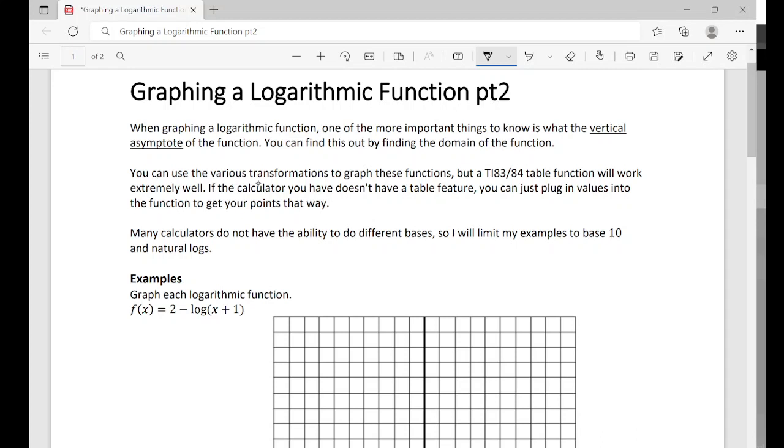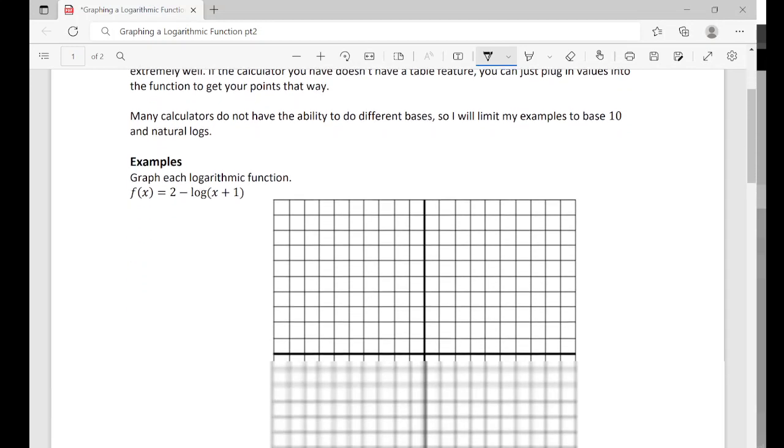You can also use the various transformations to graph these functions, but a TI-83 or 84 table function will work extremely well. If the calculator you have doesn't have a table feature, not a big deal. You can just plug the numbers directly into the function that you want to get your points that way. Now, many calculators don't have the ability to do different bases, so I'm actually going to limit my examples to base 10 and natural logs.